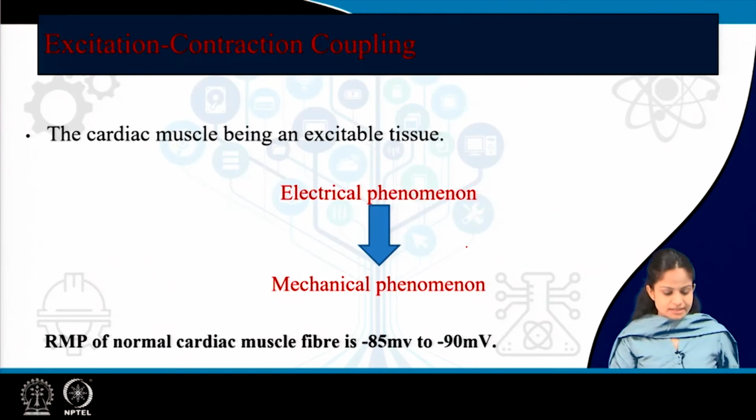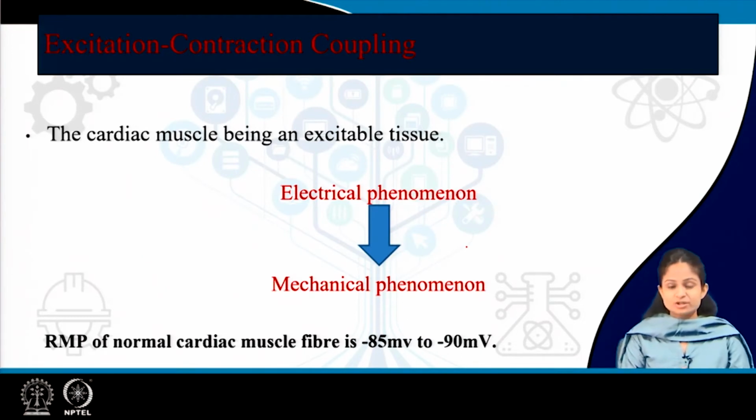So, with this we will move on to the excitation contraction coupling mechanism in a cardiac muscle. Initially, as I had already told, the electrical event precedes the mechanical event. Since cardiac muscle is an excitable tissue, the property of excitability is present in the cardiac muscle. So, there is always an electrical event which will occur first.